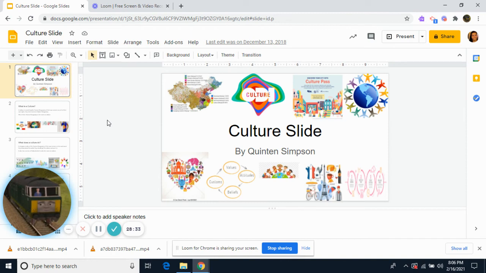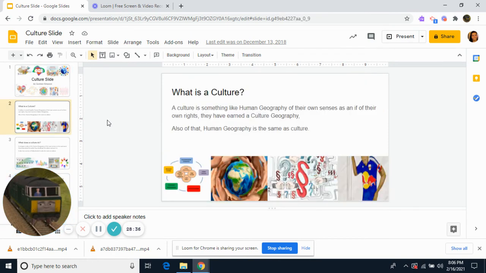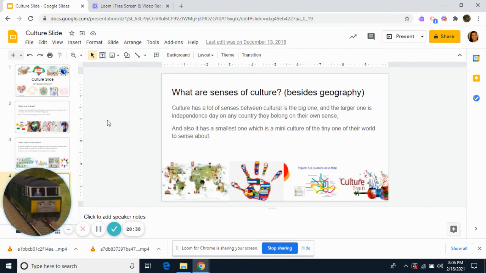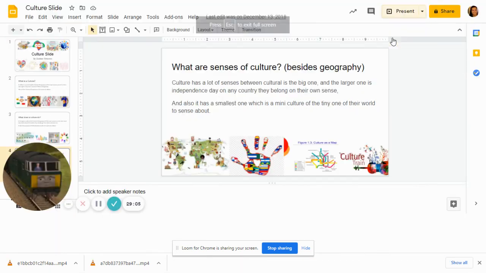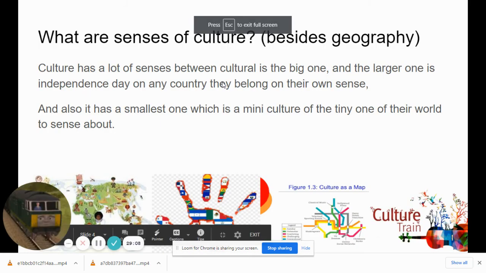All right, let me go back to the cultural slide. Okay, so I'm going to say the same response. I'm going to read this part right here, and it also has the smallest one, which is a mini culture, a tiny one of our world. Many people have questions about what the senses of culture are. Many cultures have presented this. So, this is what they look like.